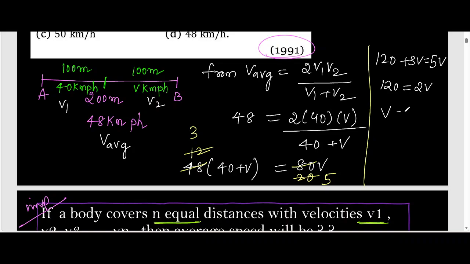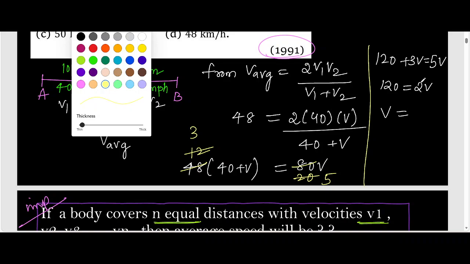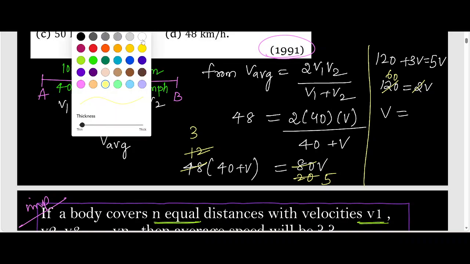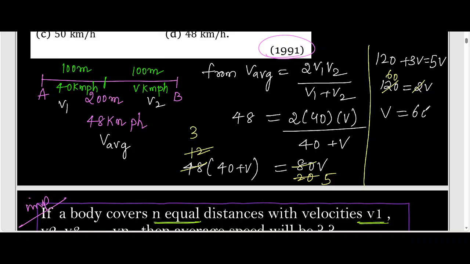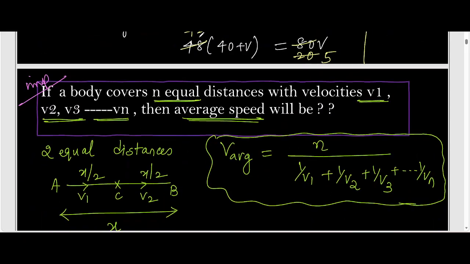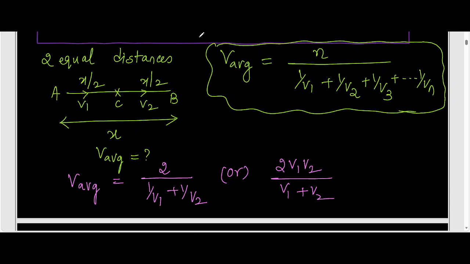And what is V now? It is 120 by 2. So 2 one time, 2 sixes, and 0 as it is. So what is the V value now? V value is 60 kilometers per hour. So this is our answer. That means the second half is traveled with 60 kilometers per hour. So option B is the right answer. Hope you are clear with this. As it is just two equal distances, remember this formula 2v1 v2 by v1 plus v2. It's up to you. You can use 2 divided by 1 by v1 plus 1 by v2. That is also fine.